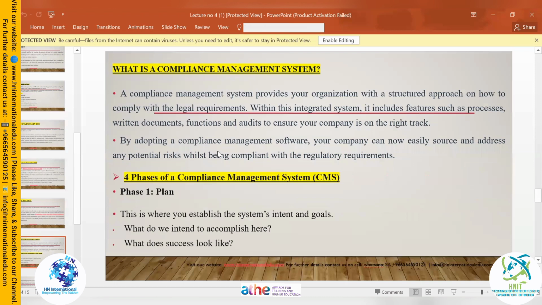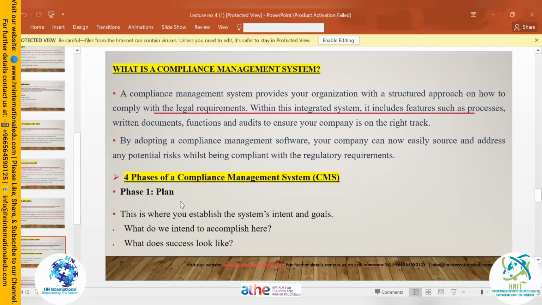The next one is, what is a compliance management system, CMS? We have discussed the compliance system, and now we will discuss the compliance management system. It basically involves four steps that you should work through in order to pursue a specific task. For example, the compliance management system provides the organization with a structured approach on how to comply with your legal requirements. Within this integrated system, it includes features such as processes, written documents, functions, and audits to ensure your company is on the right track. So there are four phases of CMS.